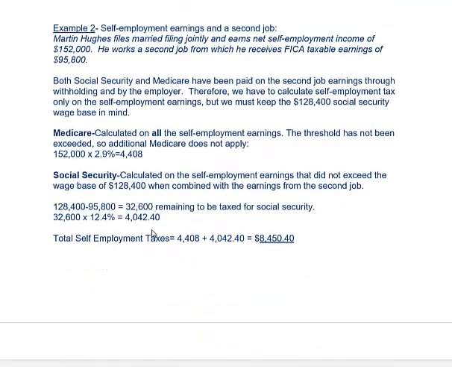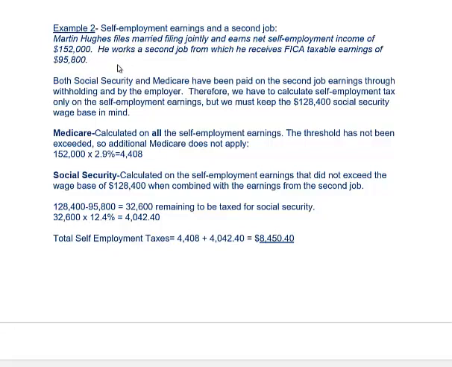Okay, let's look at example 2. Now with this one, we have a person with self-employment income and a second job where Social Security and Medicare have been withheld and paid by the employer. Martin Hughes files married filing jointly and earns net self-employment income of $152,000. He works a second job from which he receives FICA taxable earnings of $95,800.